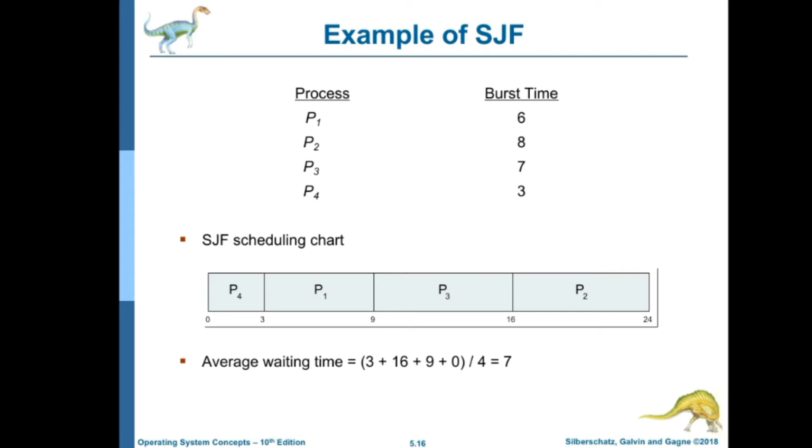As you can see in the Gantt chart, it starts from the lowest to the highest burst time. First is P4, with a waiting time of 0 and a burst time of 3. Then comes P1, whose waiting time is 3. Then the burst time of 6 is added to 3, which gives the waiting time of P3, and so on and so forth. The total for P2 is 24. The average waiting time is the total of all the waiting times: 3 plus 16 plus 9 plus 0 divided by 4 is equal to 7.